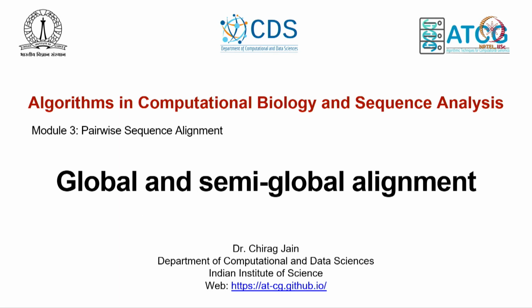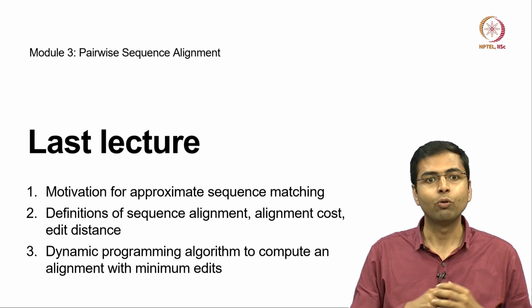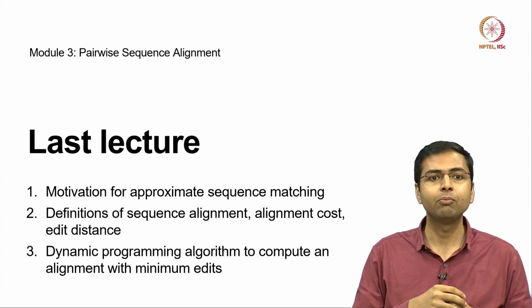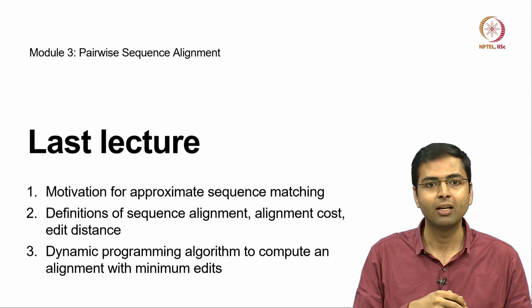Okay, welcome back. In this lecture, we are going to look at the concepts of global alignment and semi-global alignment. We closed the last lecture by looking at the motivation for approximate sequence matching. We looked at the definition of sequence alignment, alignment cost and edit distance, and we realized that these types of problems can be solved using dynamic programming. So, we developed a dynamic programming algorithm to compute an alignment that required a minimum number of edit operations.